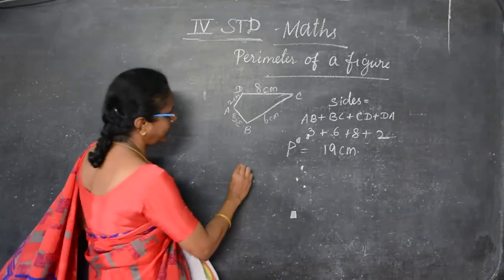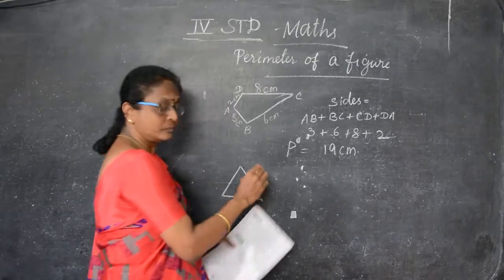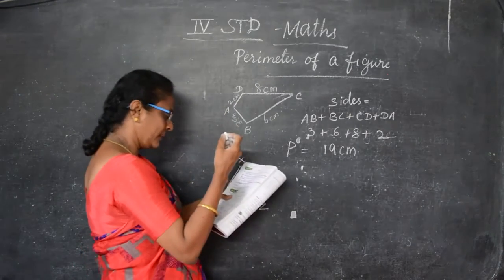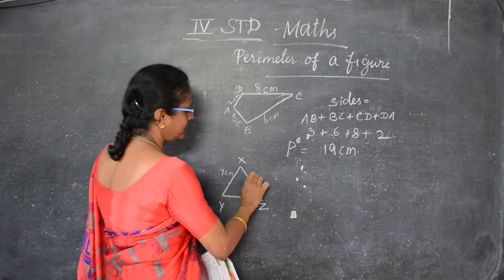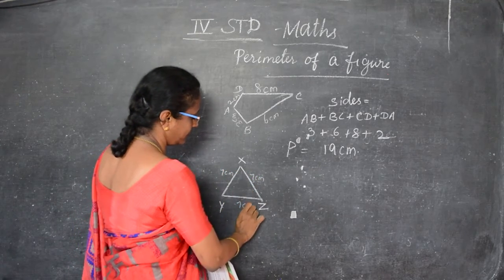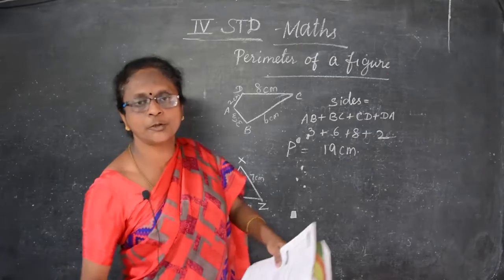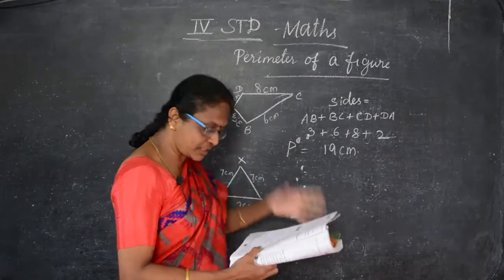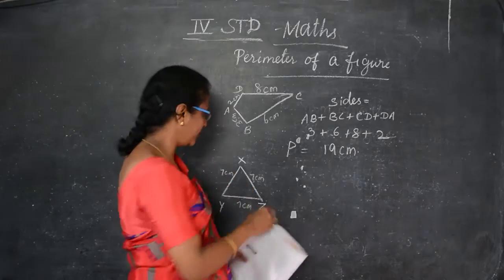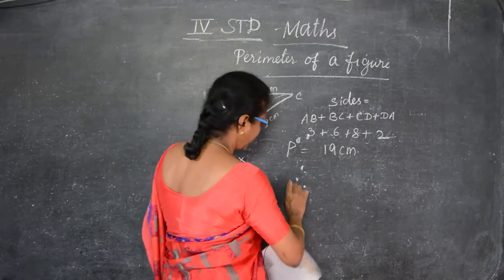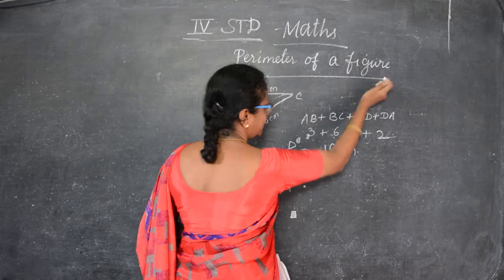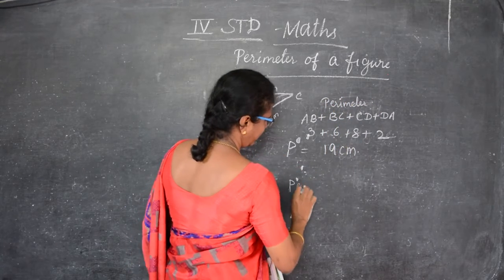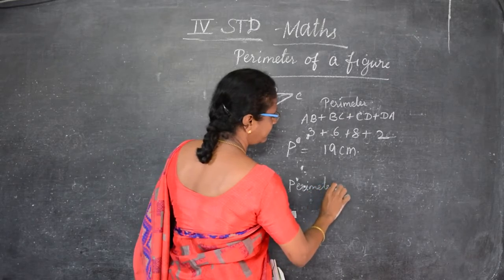Suppose they are given a triangle X, Y, Z. Say this is 7 centimeter, this is 7 centimeter and this is 7 centimeter. Even if they are given in a triangle, all 3 sides will be the same number, 7 centimeter, so you can add the same number. First you can write the sides. Perimeter is equal to, instead of sides you can write perimeter. First you write down the sides, that will be easy for you.